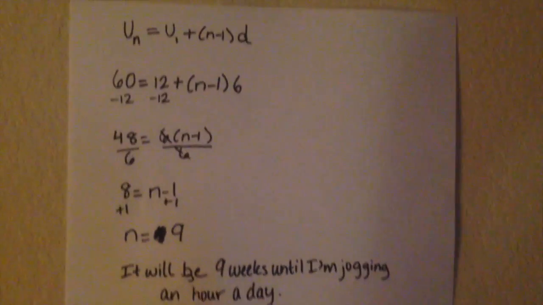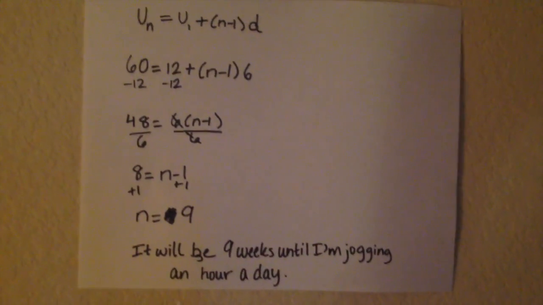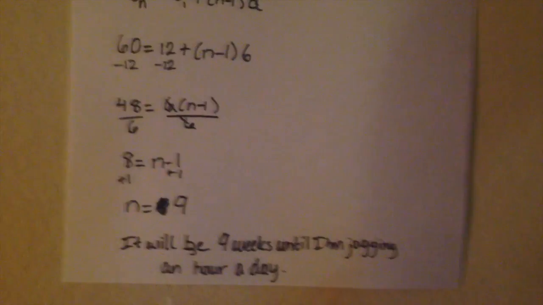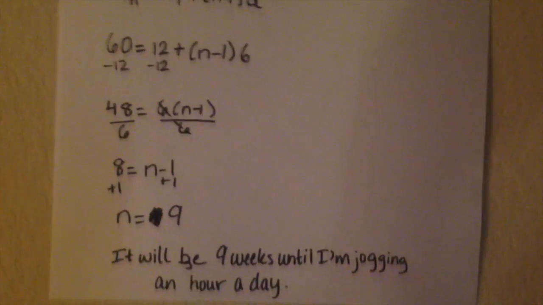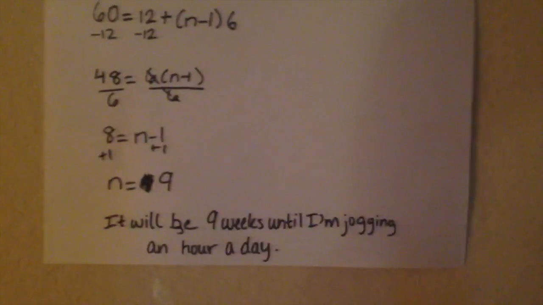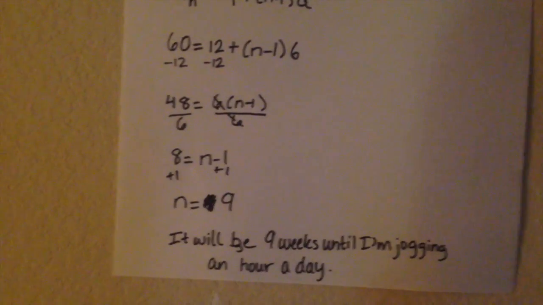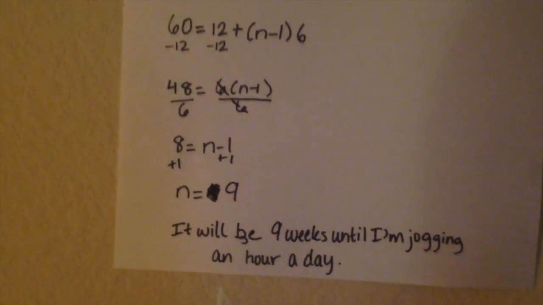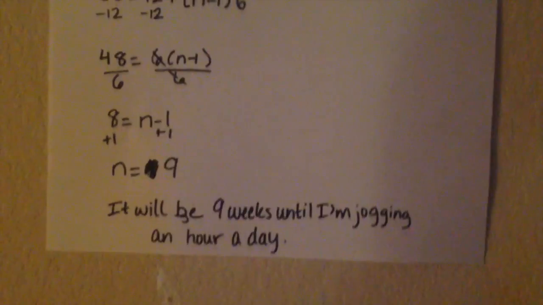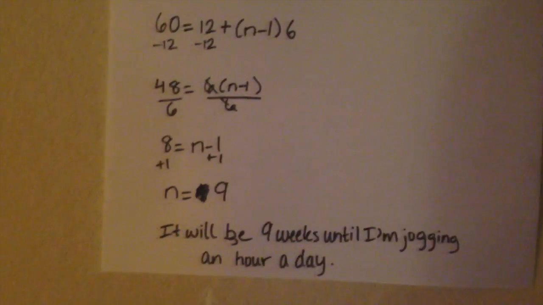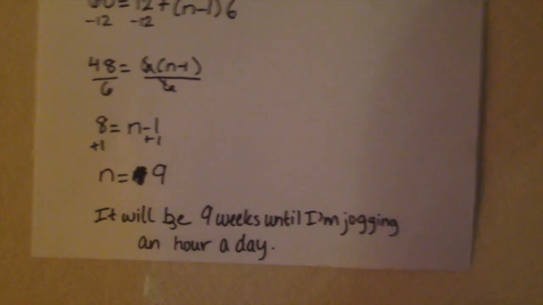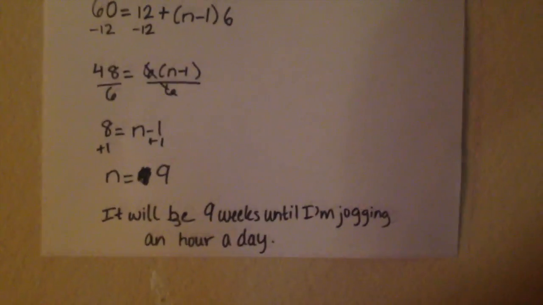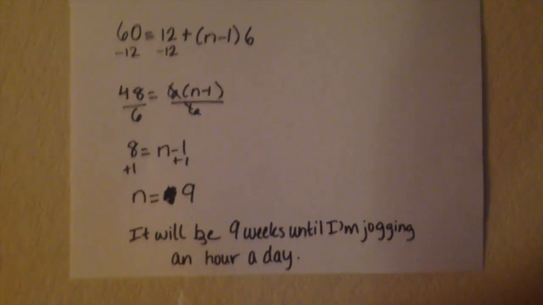Now you just do your algebra. You subtract 12 on each side. You get 48 is equal to 6 times n minus 1. You divide by 6 on both sides, PEMDAS. You get 8 equals n minus 1. You just add 1 to each side. n is equal to 9. Yes, I almost put 8 again. So it'll be 9 weeks until I'm jogging an hour a day.